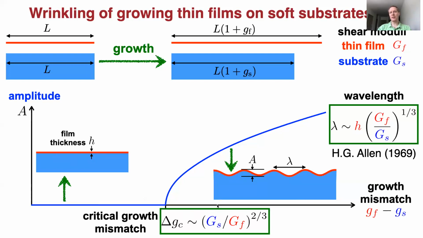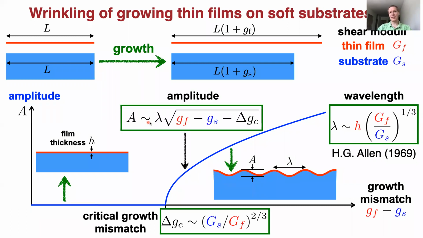And interestingly, if the film continues to grow relative to the substrate, then the wavelength will stay constant, but the amplitude will increase. So this plot here is showing the amplitude. And the wavelength is set by the stiffness of the film and the substrate to the 1/3 power, and by the thickness of the film, right? This was already known over half a century ago, and you can find it in the book by Allen. And like I said, the amplitude continues to grow in a square root fashion, right?